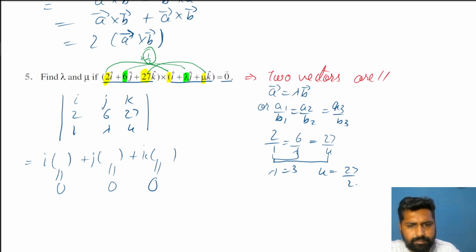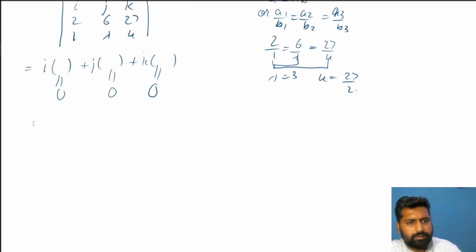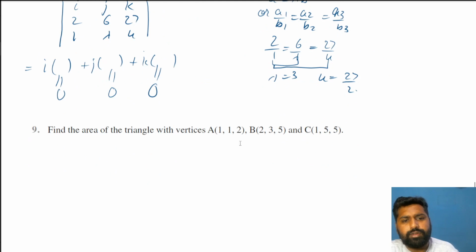Let's look at the next question. Slightly lengthy again, pretty much a conventional sense of question. It gives you 3 vertices A, B and C. He's asking for the area of the triangle.